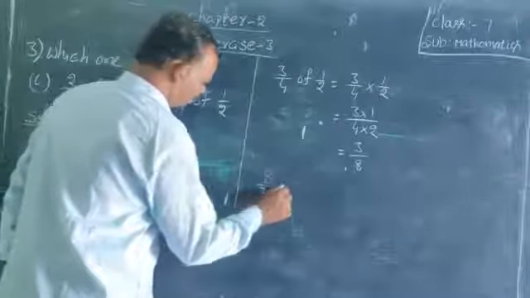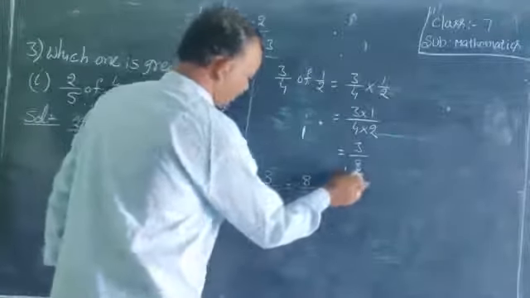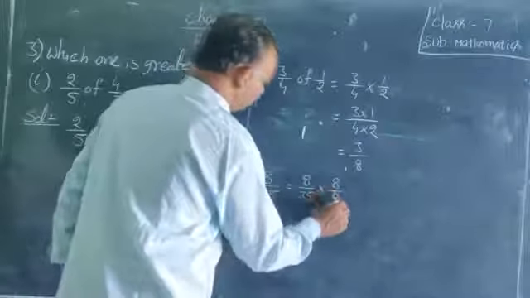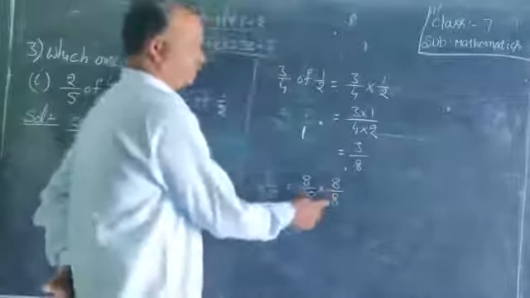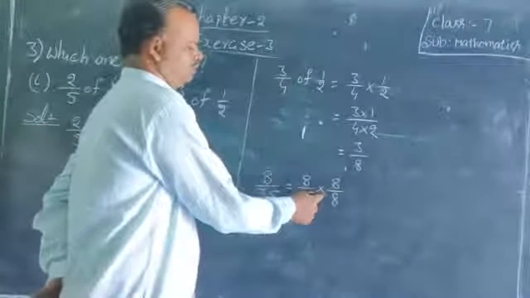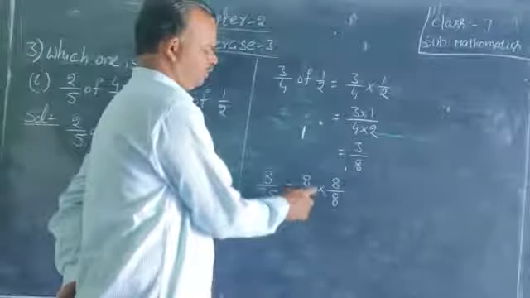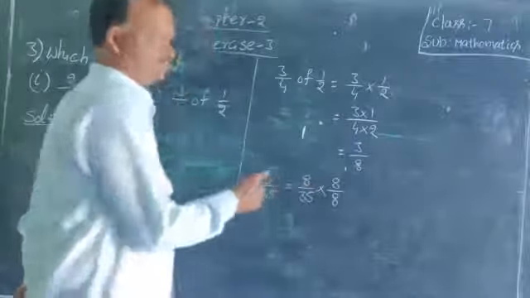8 by 35 is equal to 8 by 35 into the second denominator value, 8 by 8. So we are multiplying and dividing the same value. 8 ones are cancelled, so 1. 8 into 35 by 8 by 35 into 1. So the value is no change.